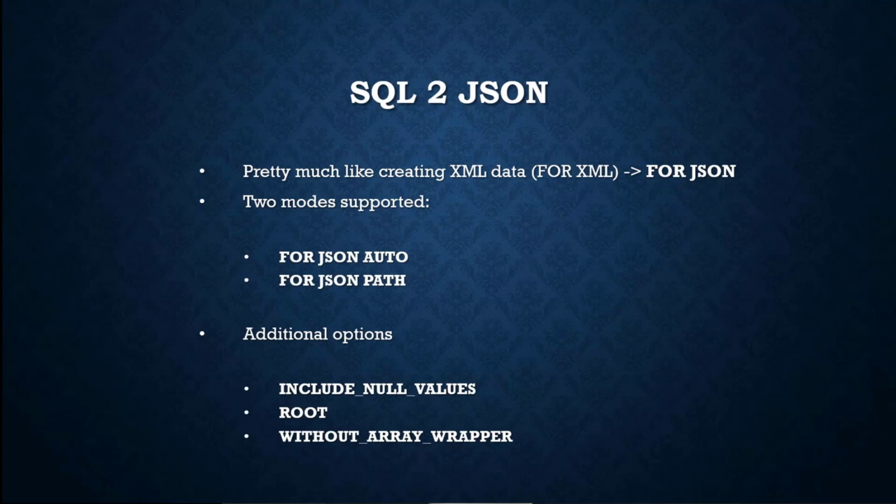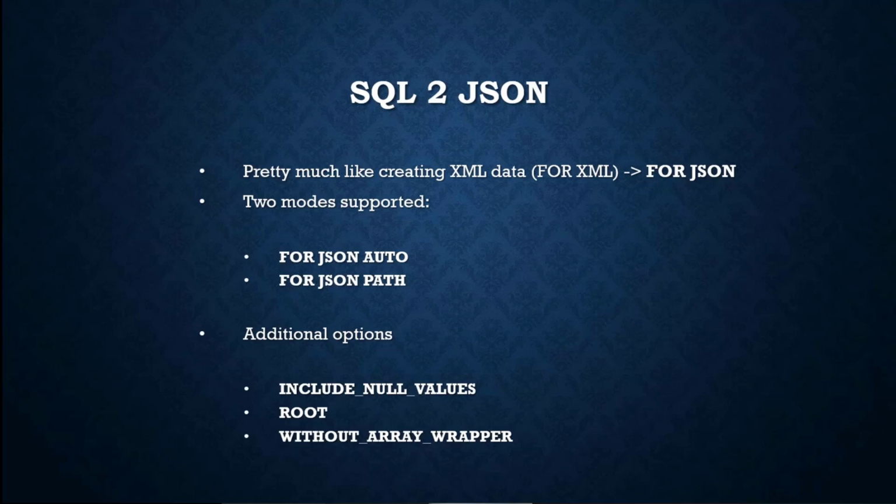And the purpose of this is to create more complex outputs, like, for example, nested objects. You have three additional options. The first one is include null values, because normally null values are not mapped to JSON property, and then you must use this option if you want to get null values.